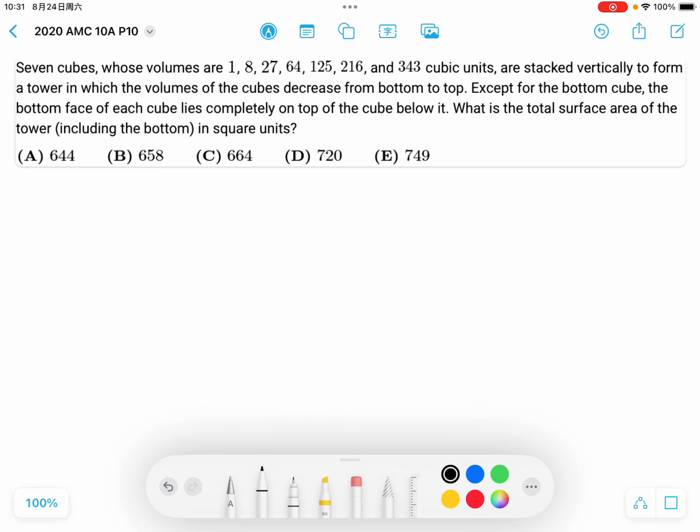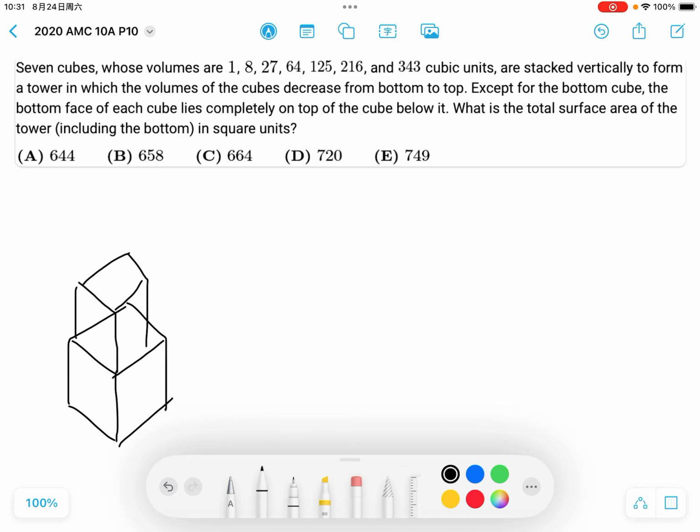Okay, so let's just try to visualize this. It's kind of like when you're playing blocks, you stack the largest block first. So let me just try to draw this. You stack the largest cube first at the bottom, and then the volume of the cube decreases as you keep stacking the smaller ones on top. Something like that, and then you just keep stacking the smaller ones until you've stacked all 7 cubes.